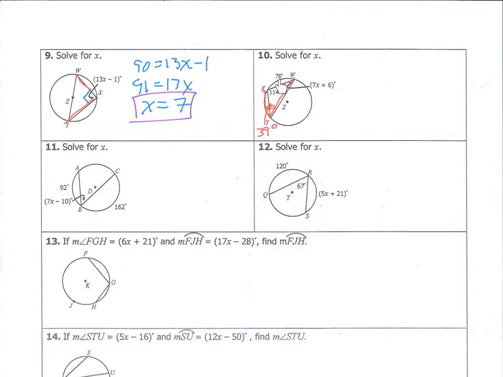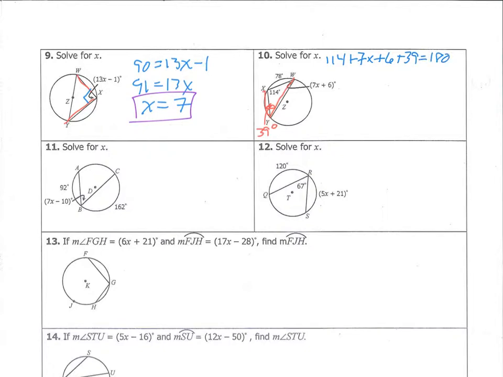So now how do I solve for x? Now I know all 3 angles. So add all 3 of those up and set them equal to 180. So we've got 114 plus 7x plus 6 plus 39 equals 180 degrees.